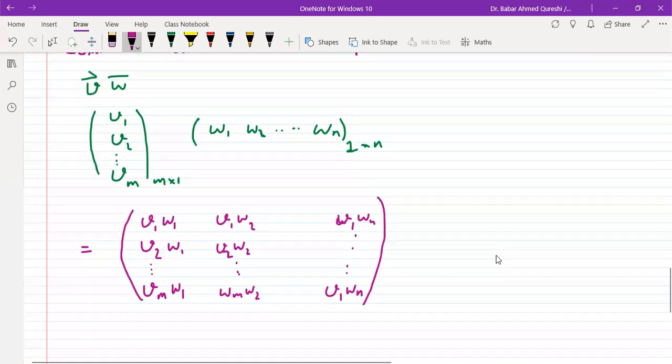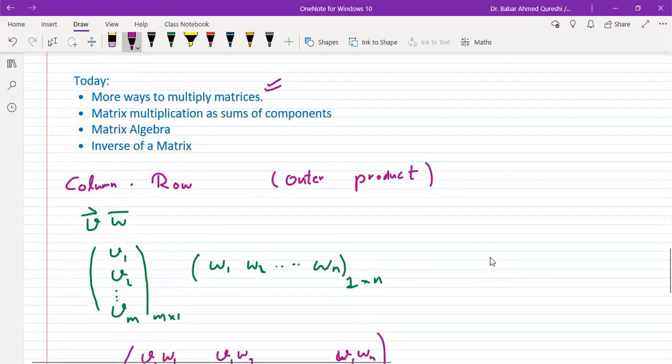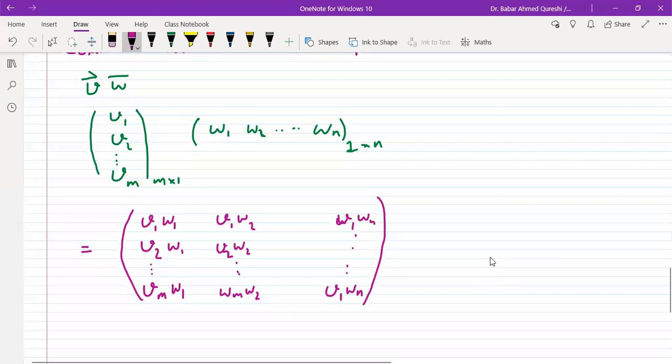So as expected, you have to be clear that a row times a column is a number, but a column times a row is a big matrix. You get an m by n matrix.